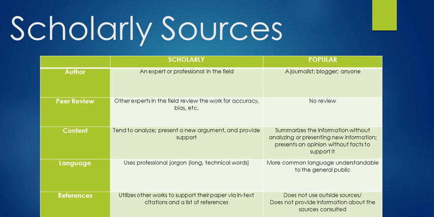The author will typically be a journalist or perhaps a blogger, and not necessarily an expert in the field. There's no peer review process, and the content usually consists of a summary or restatement of information. These articles use more common language to make the article accessible to the general public. And lastly, while the author may have interviewed someone or done some research prior to writing their article, they will not typically list their sources they consulted to write the article, so you can't be sure where they obtained their information from. An example of a popular source is Time magazine.